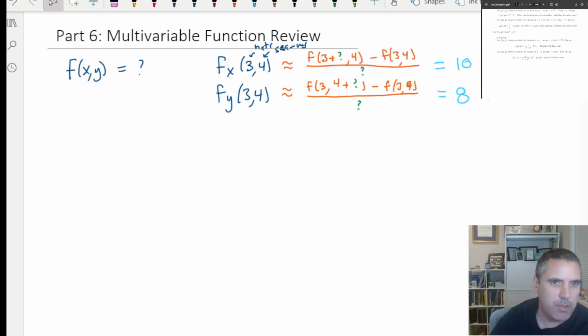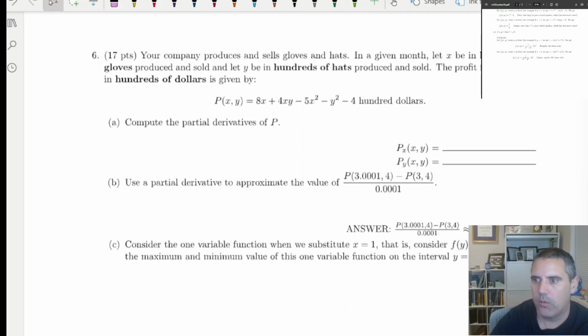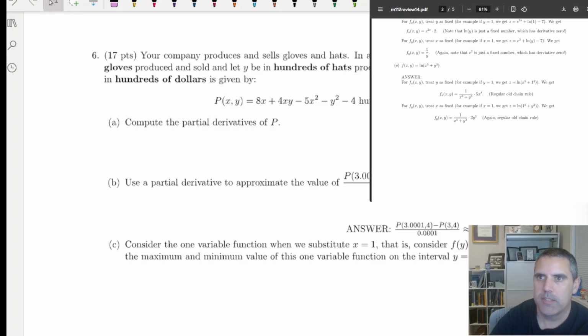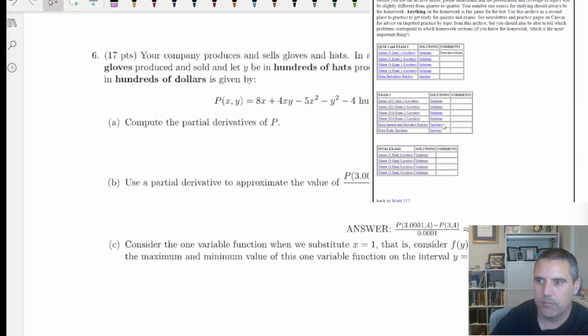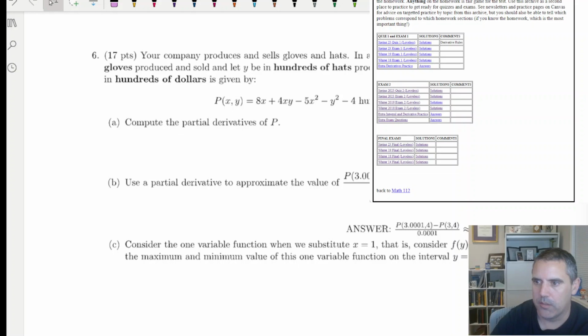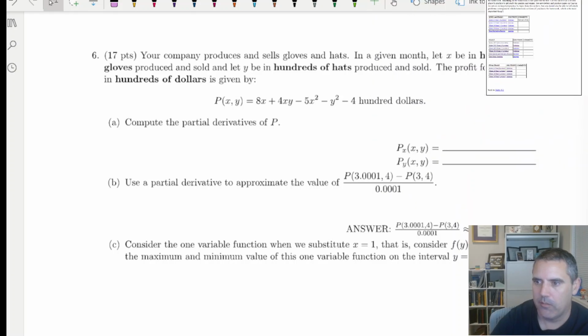Let's finish this up by looking at a collection of old final questions that relate to this. I found it helpful to have the exam archive at the ready, just in case there's a numerical value we need to check. Okay, we'll put that in the corner and zoom back out when we need it.